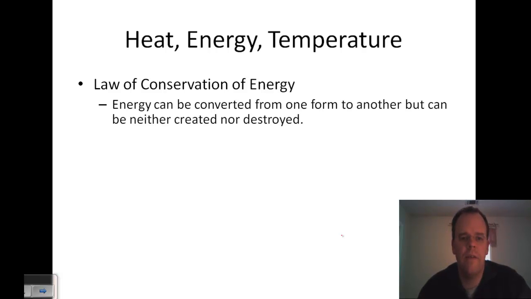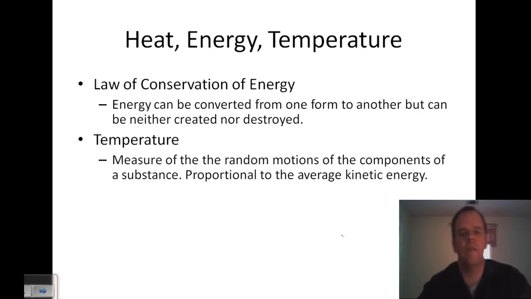The law of conservation of energy states that energy can be converted from one form to another, but it cannot be created or destroyed. There is a set amount of energy available. That energy cannot be created from any new source. That energy cannot be destroyed and got rid of. It can just be converted from one form to another.